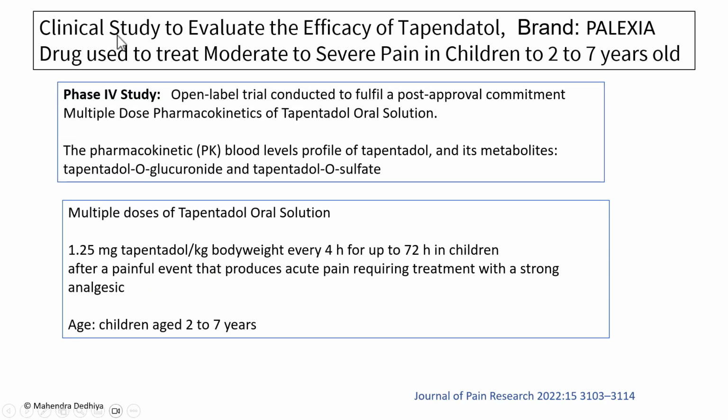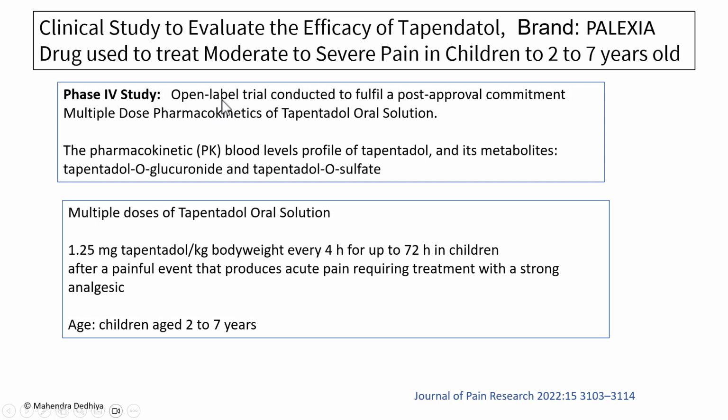Clinical studies to evaluate pharmaceutical products are different. Brand Palexia is used. The drug is already approved in adults. In this case, it is to see the effect of the drug to treat moderate to severe pain in children 2 to 7 years old.